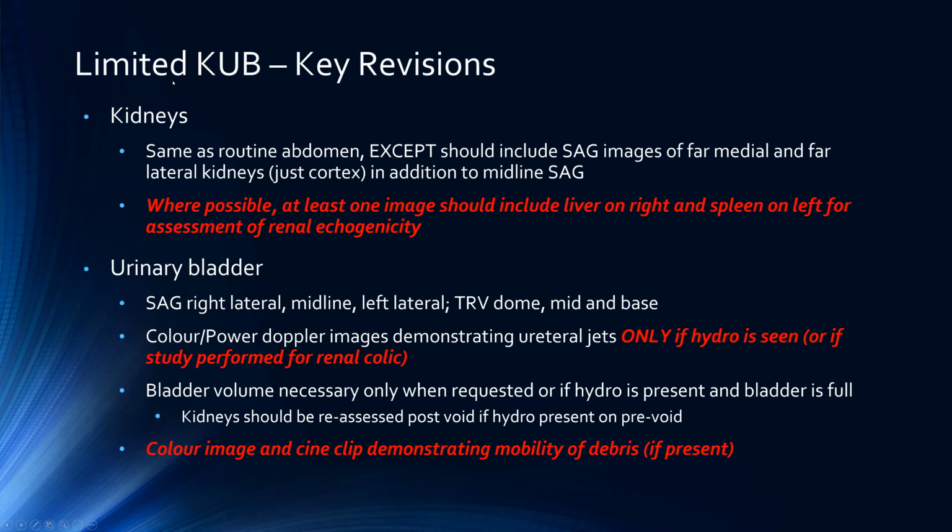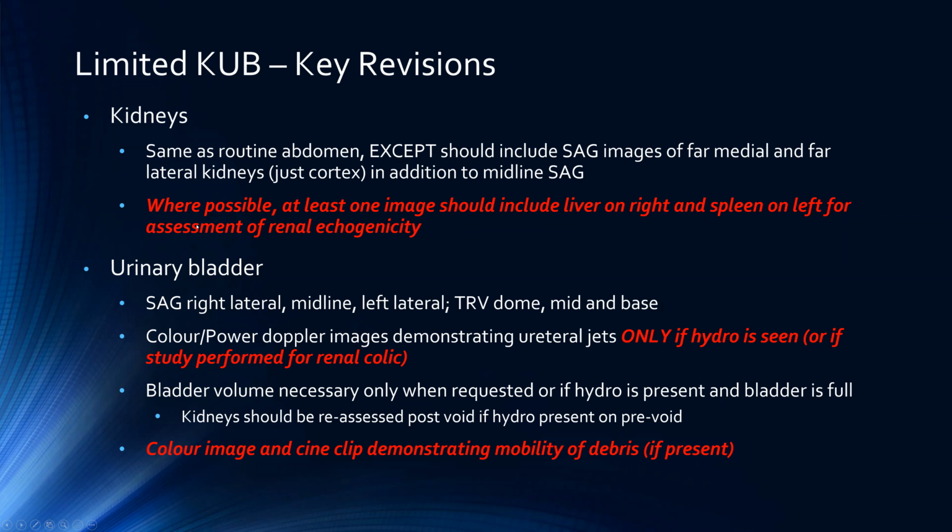Just moving on to our limited KUB examination, really pretty similar to the routine abdomen, except that the grayscale imaging should routinely include sagittal images of the parasagittal portions of the liver, so far medial, of the kidney, far medial and far lateral. So those should be mostly just cortex, as well as the additional midline sagittal that we generally get with the routine abdomen.